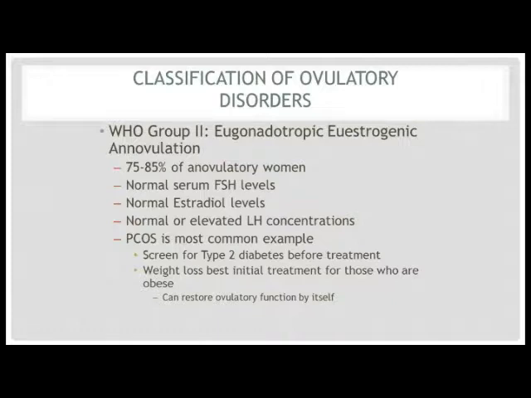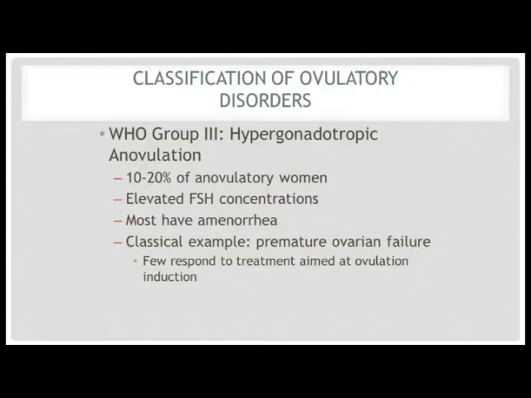And truly, for these women, if they're young enough and they're not trying to get pregnant, the best way for them to get their periods back without me having to do anything is to lose some weight. And so that's that. The last group is hypergonadotropic anovulation.